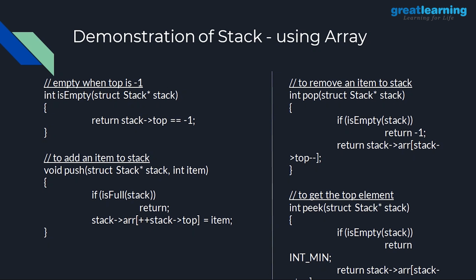And then finally we check the peek function. Peek just returns whatever is at the top. It doesn't alter the stack in any way. Okay, it just returns. It also checks the underflow condition. That means if there are no elements, then it will simply return.